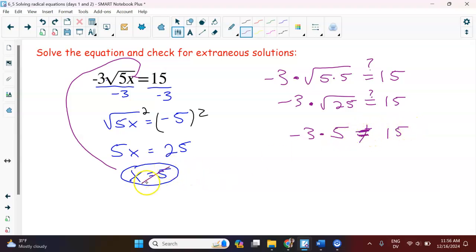Okay, so that means this is a bad answer. So this is an extraneous solution. Okay, and overall it means there really are no solutions. Yeah, all we got was one extraneous solution, so this one doesn't have any answers. Kind of a weird equation.